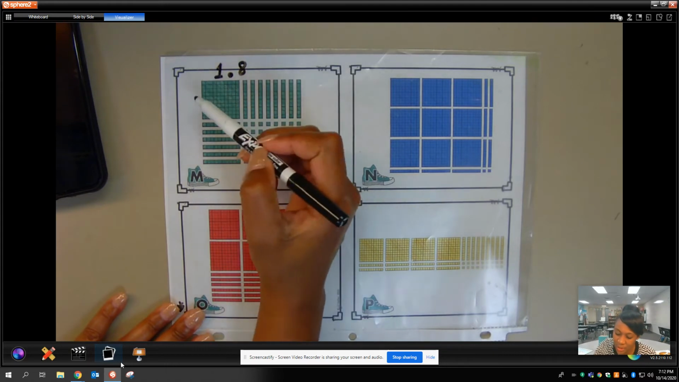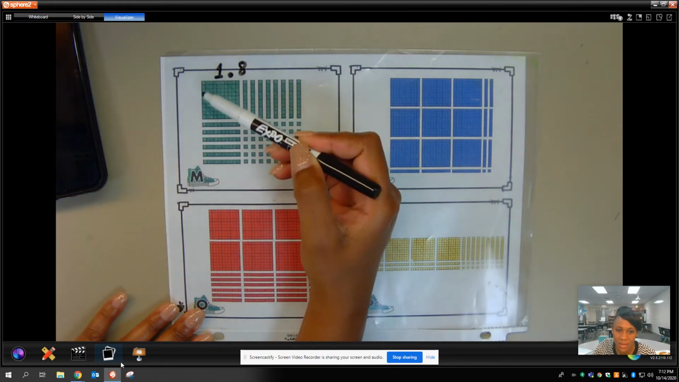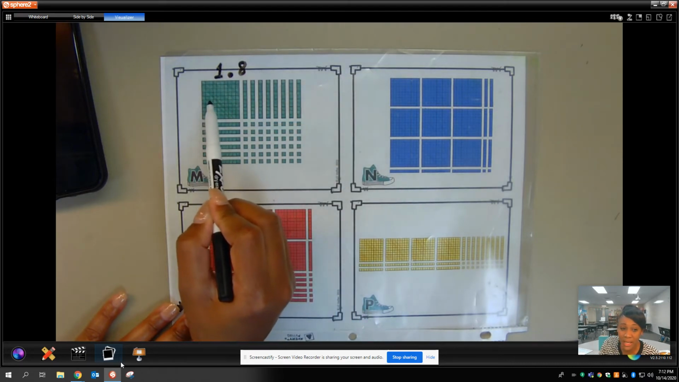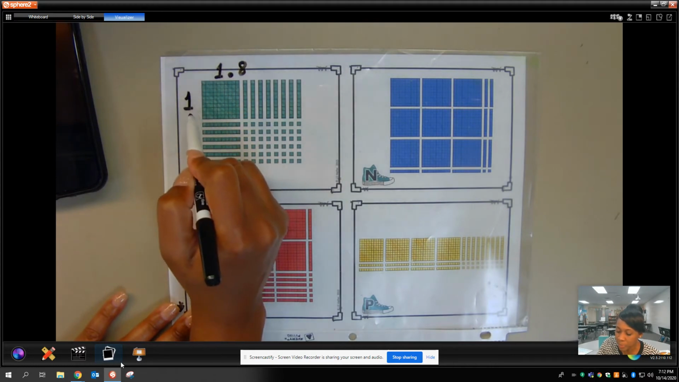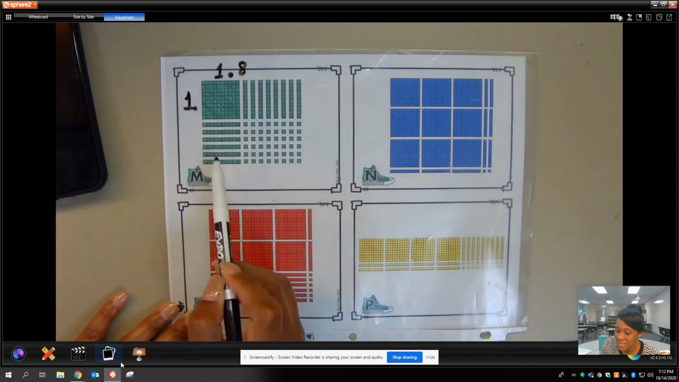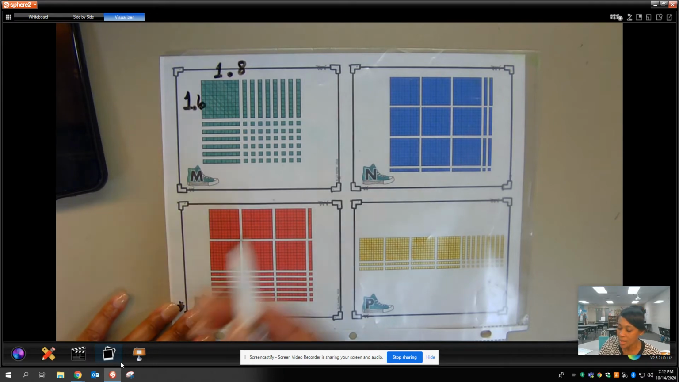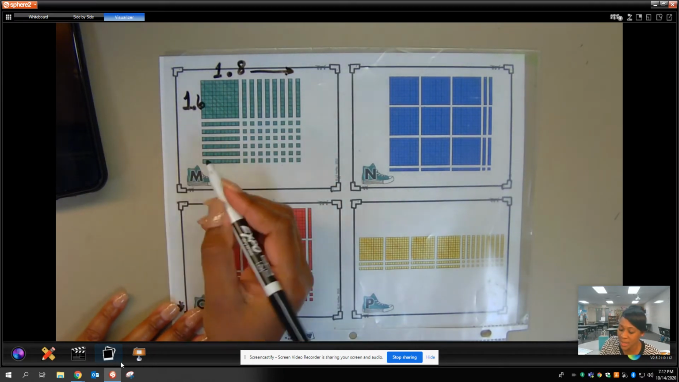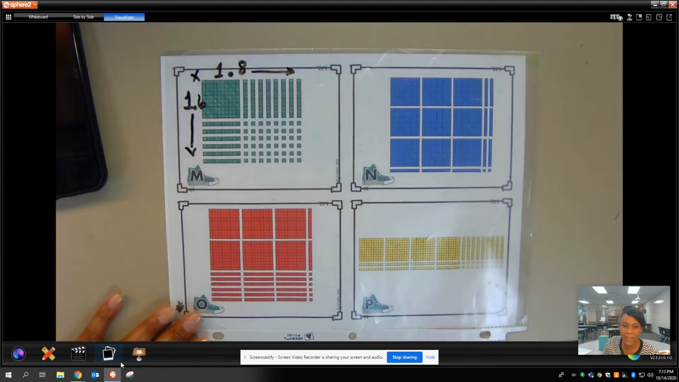The next thing that we're going to do is look going vertically or down to see how much we have total on this side. So again, I see one whole. We're still going to count that one whole. And 1, 2, 3, 4, 5, 6 tenths. Okay. So going across, that represents 1 and 8 tenths times 1 and 6 tenths.